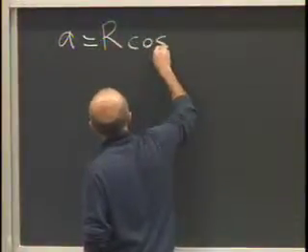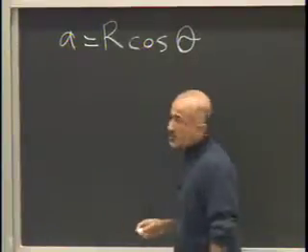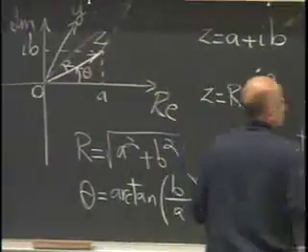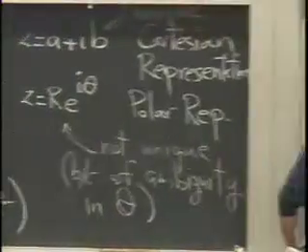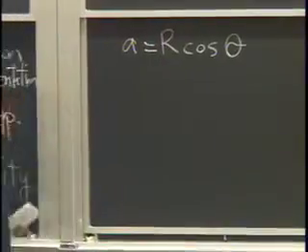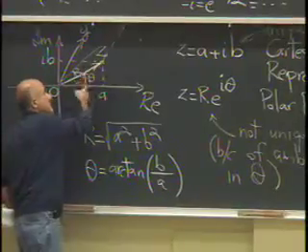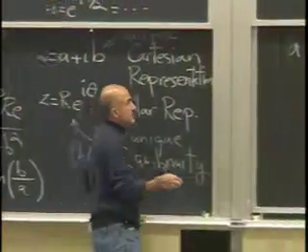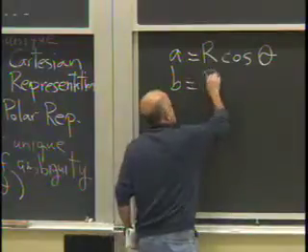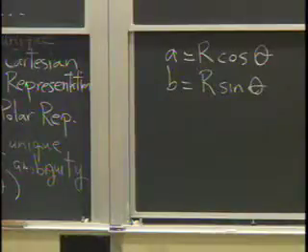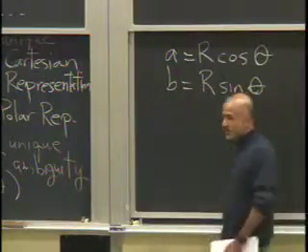cosine theta. Yeah, because the number z is sitting on a circle of radius r. And when I project this number onto the real axis, it's r times the cosine of this angle. And b is r sine theta. So these are all the relationships that you can infer by simply looking at the picture in the complex plane. That's why I keep insisting, look at pictures, draw diagrams. You get a lot out of it.